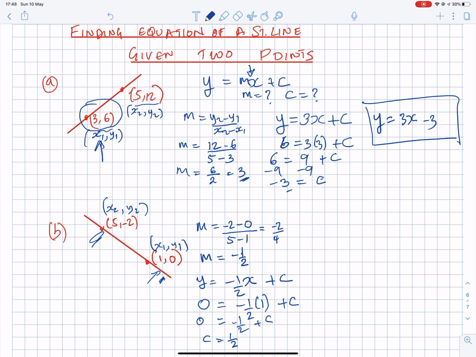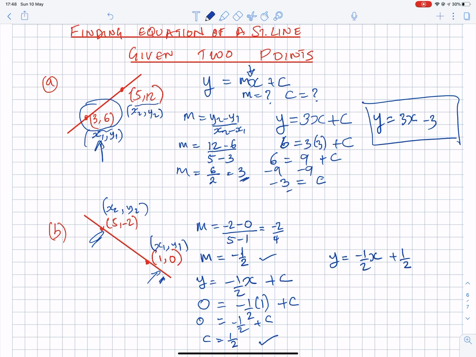Okay, and now I have my m and I have my c. I can now write my actual equation of a straight line, which is y equals m, which is negative half x, and my c is half.